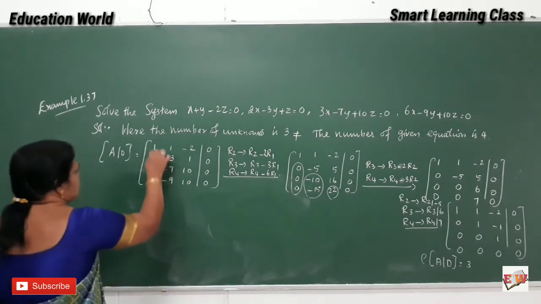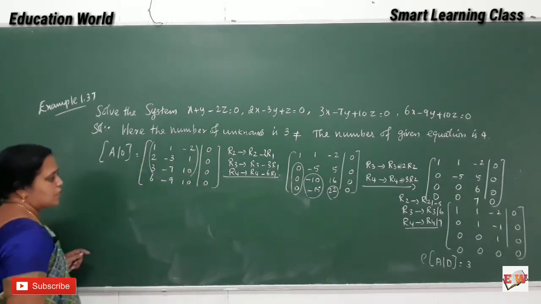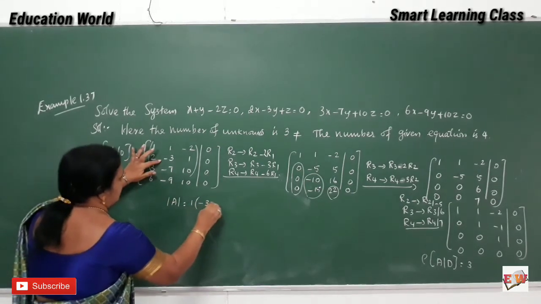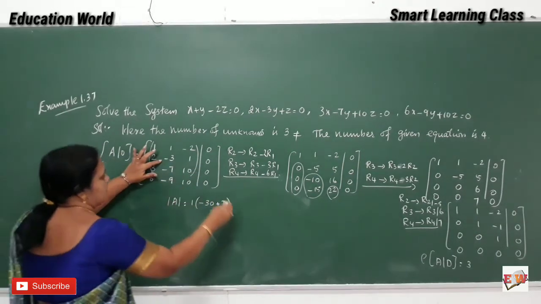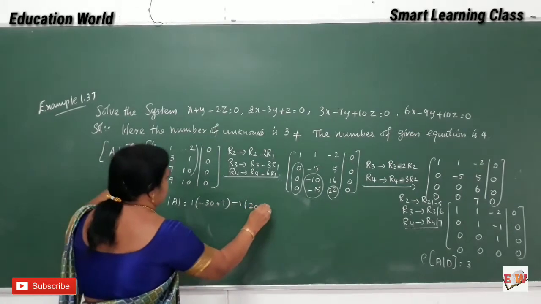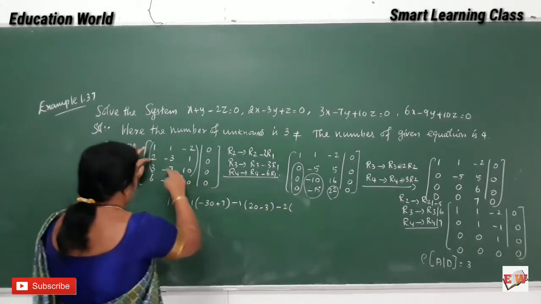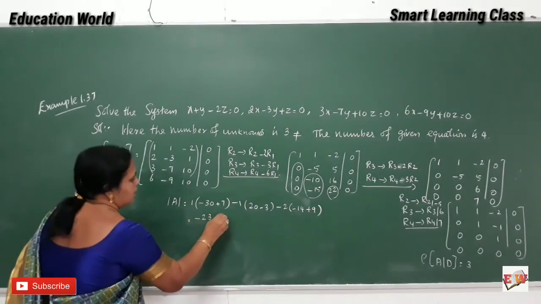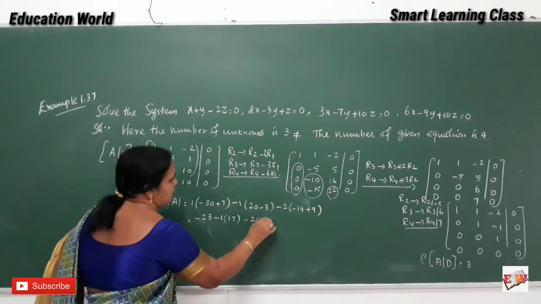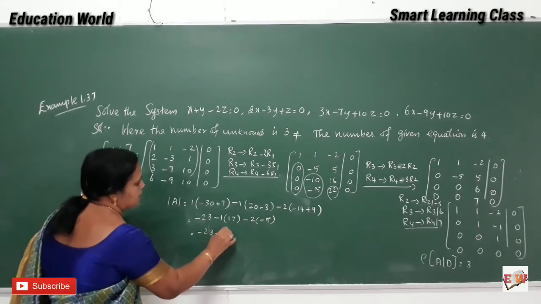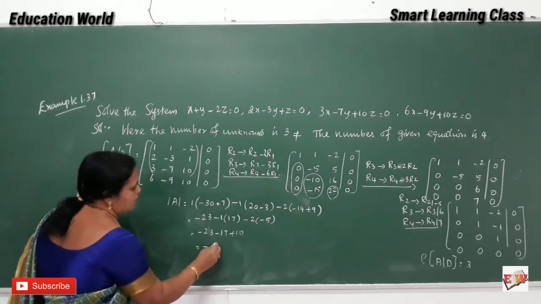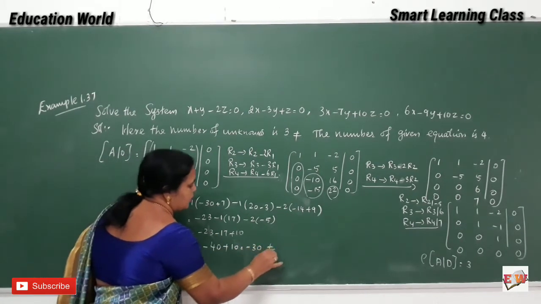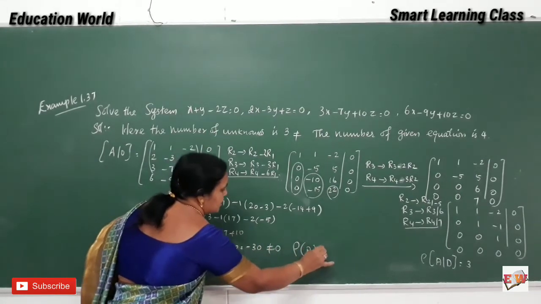We have to find the rank of the coefficient matrix. You just take these 3 rows and 3 columns. If you find the determinant value, it comes to minus 30, not equal to 0. So the rank of the coefficient matrix is equal to 3.